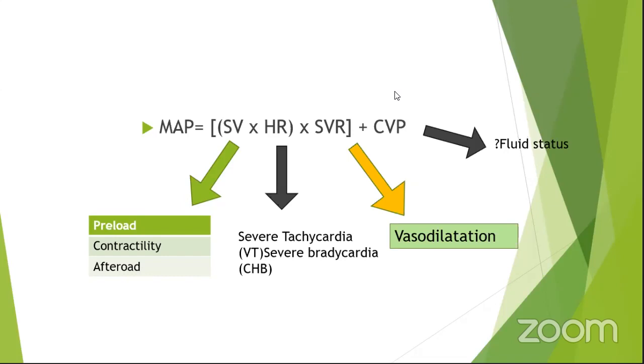How can we affect the stroke volume? Stroke volume is affected by preload, contractility, and afterload. If there is any defect in the preload, it will affect the blood pressure, or if there is a problem in the contractility, like in the patient who has cardiogenic shock, it will decrease, or in the patient who has afterload issues. In addition to that, the heart rate, like in the patient who has severe tachycardia or severe bradycardia, like complete heart block, it will reflect on the mean arterial blood pressure.